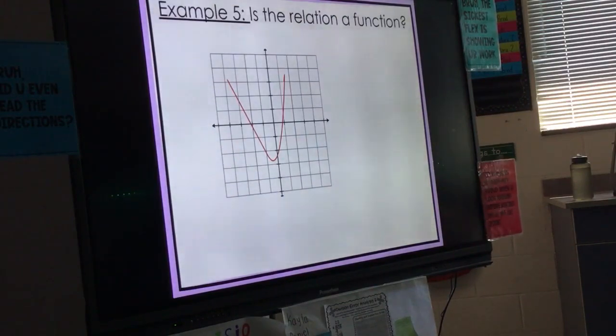Jeffrey, come up here and draw some straight vertical lines for me. Yes, sir. I'm going to walk in my room with your hood on. You got to come up here and participate.